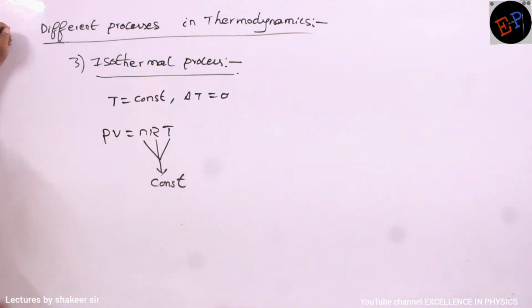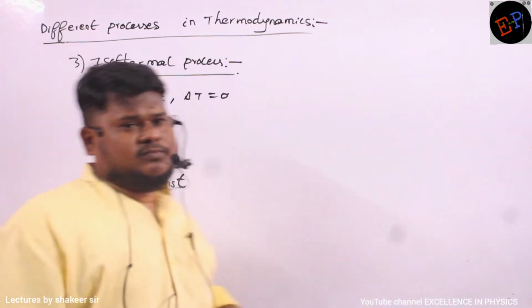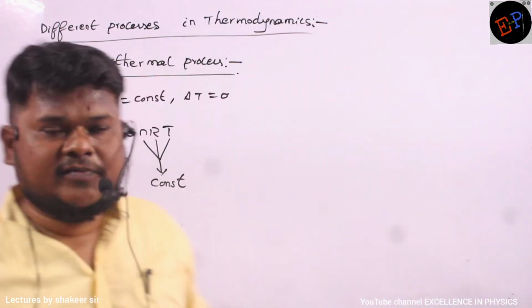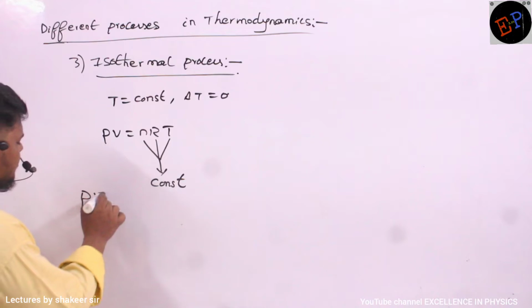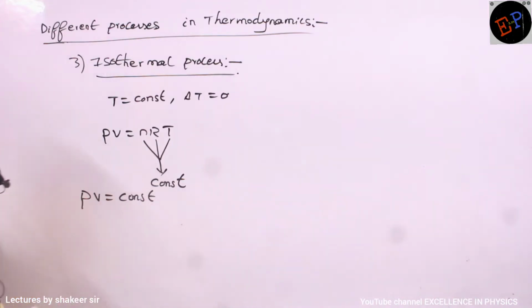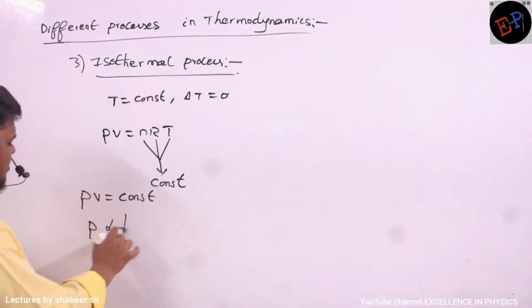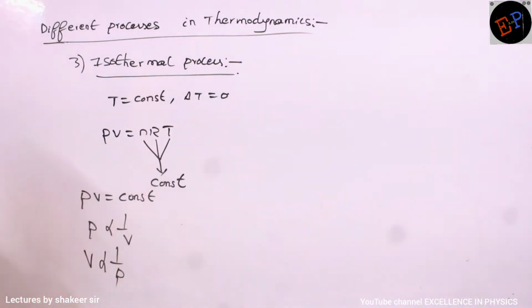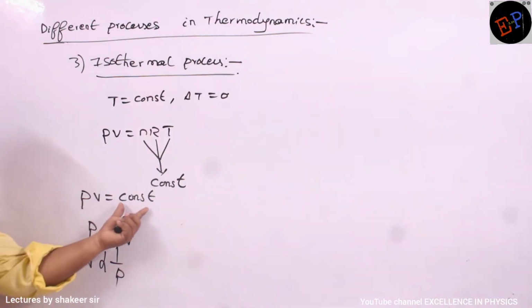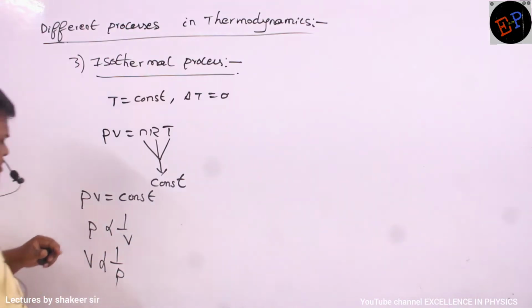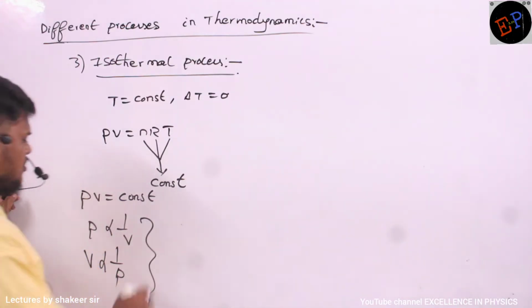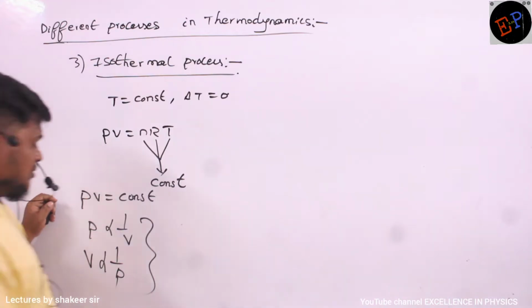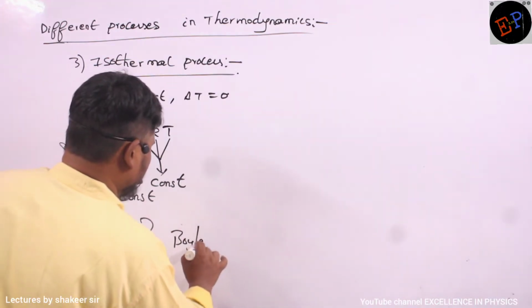But the product of pressure and volume is a constant. That is the meaning of this. So I can say the product of P into V is a constant. Therefore, pressure is inversely proportional to volume, or you can write volume is inversely proportional to pressure. It means if pressure increases, volume should decrease. Then only the product will be the same. And this is called Boyle's law.